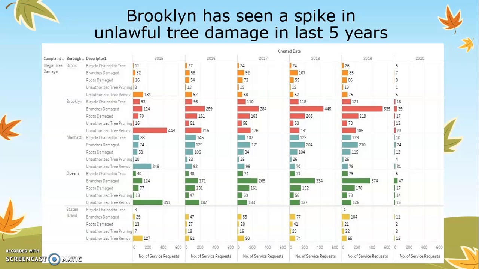A few facts which we uncovered were that the areas of Bronx and Staten Island have the least illegal tree damage. Brooklyn has suffered increased illegal tree damage over the last 5 years. The most important contributor to illegal tree damage is unauthorized removal of trees. Unauthorized tree pruning is also a cause of damage to the trees. Bicycles are being chained to the trees, and it is a deliberate cause of damage that is being done to the trees.